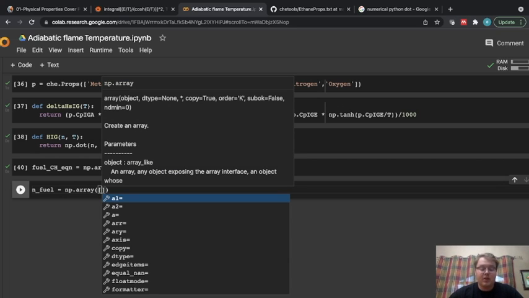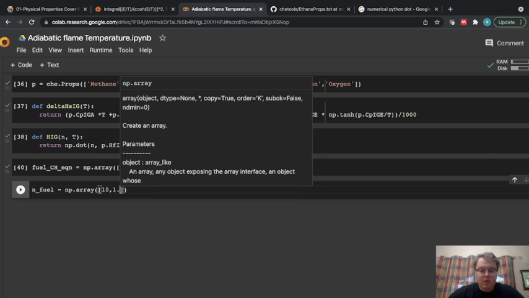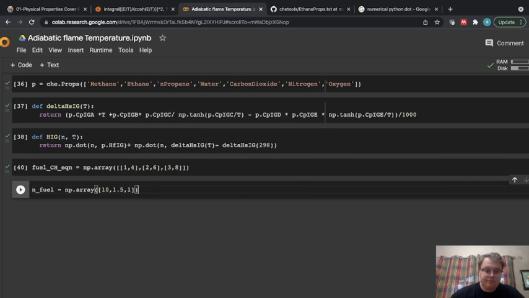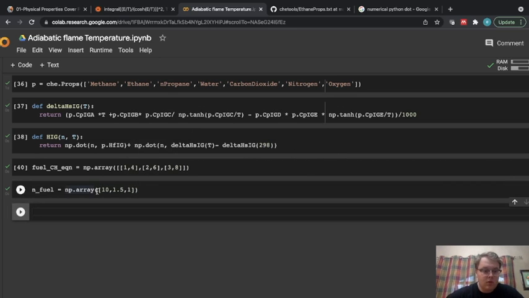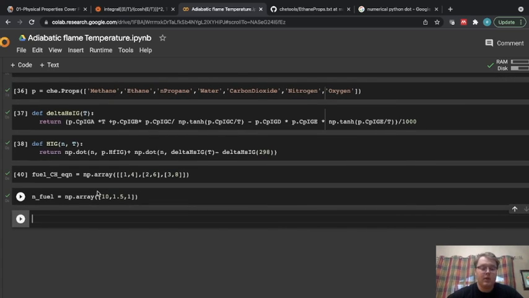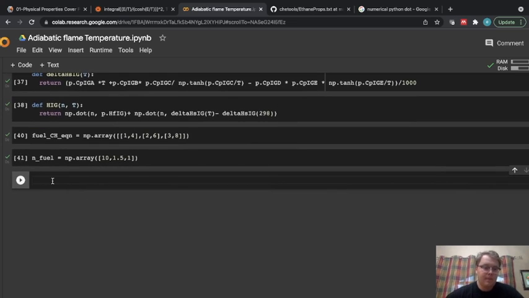So we haven't discussed this yet, but the mixture of my fuel, I already said, is a mixture of methane, ethane, and N-propane. But now I need to know the actual ratios of those. So I'm going to say that this fuel in this problem is going to be made up of 10 parts methane, 1.5 parts ethane, and 1 part N-propane. Okay, so now I have essentially determined the number of moles of 3 parts of my fuel.